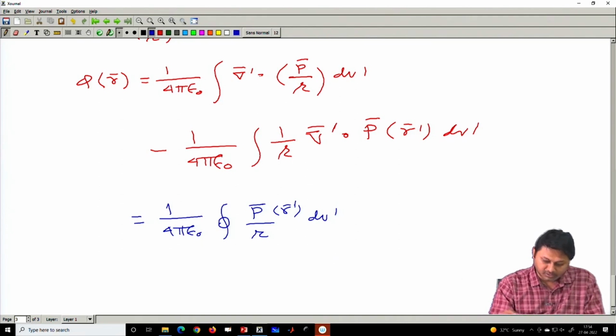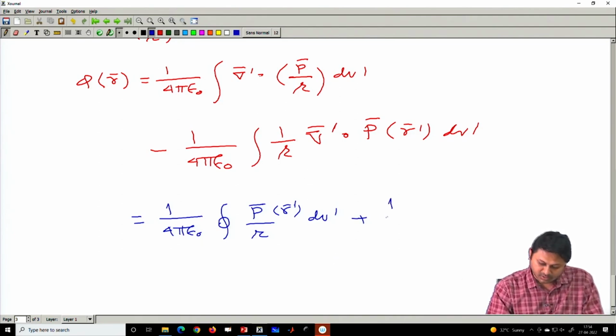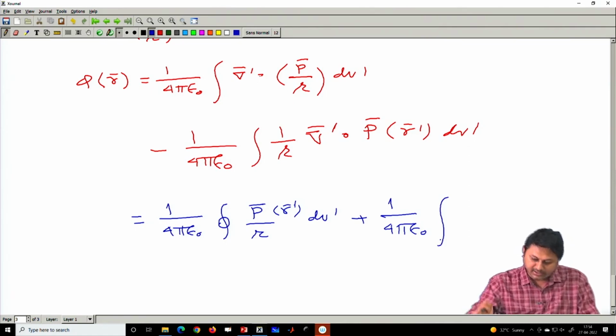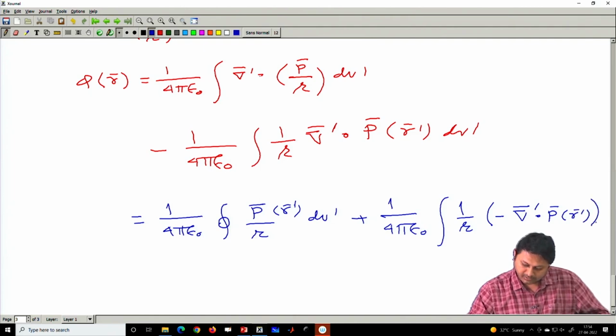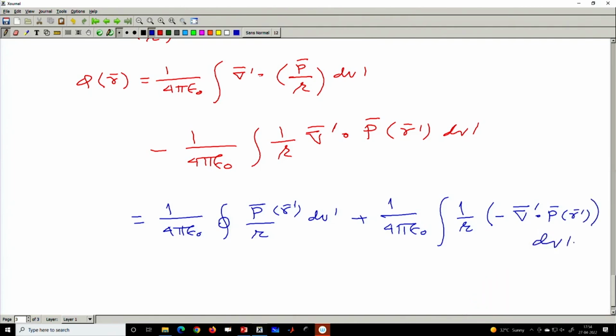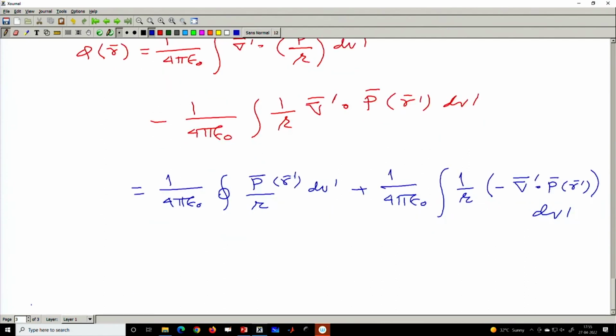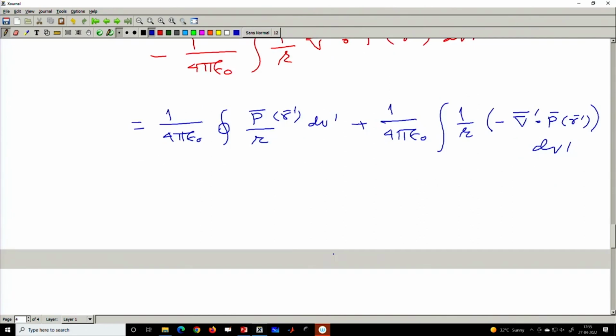And for the next integral, the operator is over this. So, the next integral I simply write 1 divided by 4 pi epsilon naught, and then the integral of 1 by R, and I absorb this negative sign to write minus the divergence of P(R prime) dV prime. Okay, so I find two terms, and I can write these two terms in this way, because one is a surface integral and the other is a volume integral.